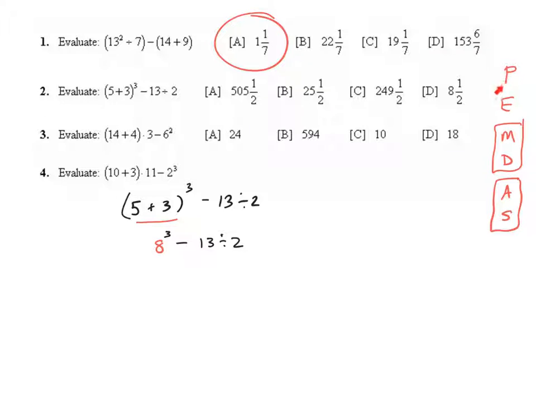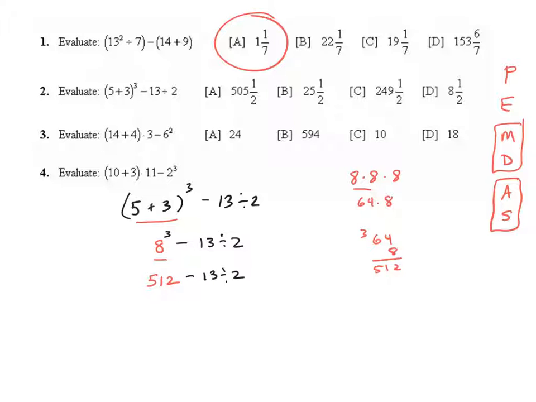I've finished now parentheses, so I'm ready to move on to exponents in order from left to right. And I see an exponent right here, 8 cubed. 8 cubed means 8 times 8 times 8. That would be 64 times 8. And I don't know what that is, so I'm going to go ahead and multiply that out. That would be 512. I'm going to go ahead and rewrite every other part of the problem.